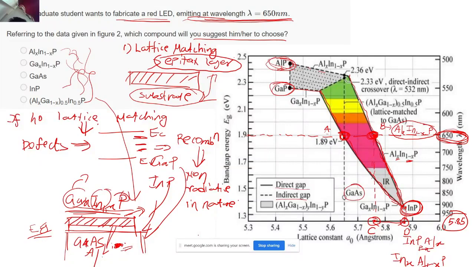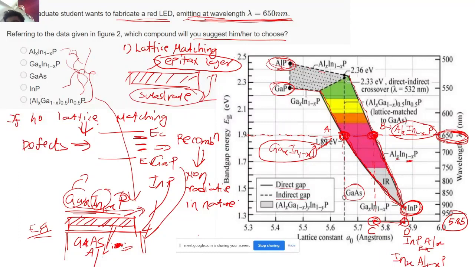If we go on this path, the lattice constant over here is around 5.9. The moment I reach this point, I already have another compound, gallium arsenide, available over here, right? And what is this point? This point is some Ga x In 1 minus x P. So this is what my point number A represents.